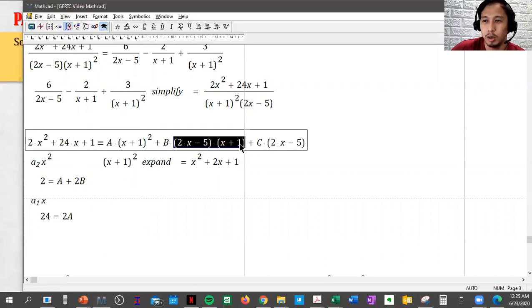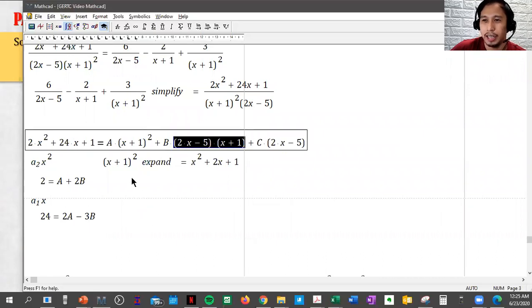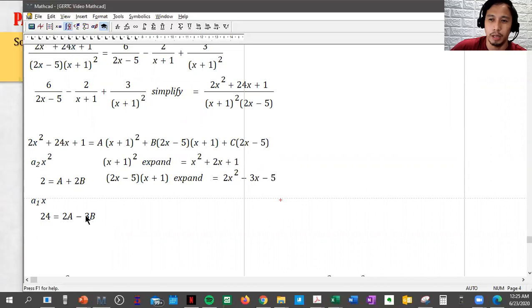Kasi there is also a linear term here. If we are to expand this, the linear term can be found by doing the FOIL method: O plus I. 2x times 1, that is 2x, minus 5x. So that is equal to negative 3x times b, negative 3xb. So this is minus 3b. Okay, let me expand that for you. Its expansion is 2x squared minus 3x. So there is negative 3x times b, so minus 3b. But not enough pa rin.